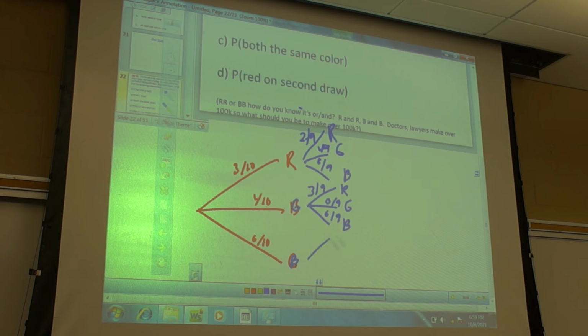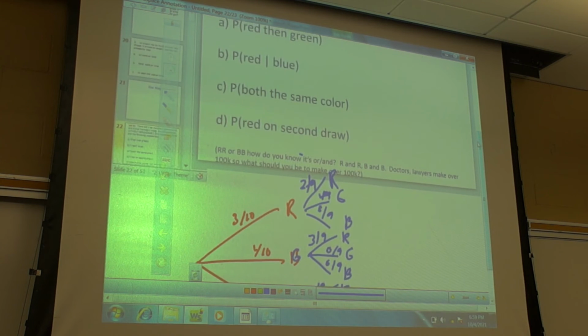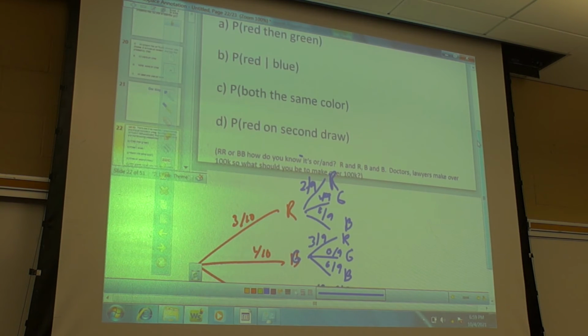If I drew a blue one first, then I could draw a red, green, or blue. And again, 3 red ones left out of 9, 1 green one left out of 9, and 5 now blue ones out of 9. Now the questions were, red then green.